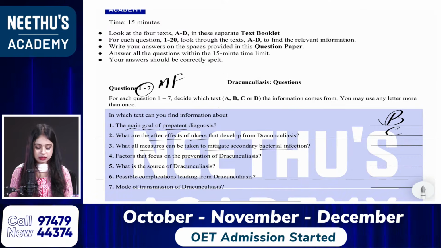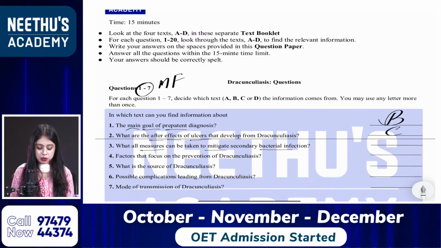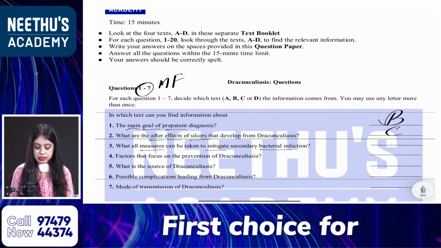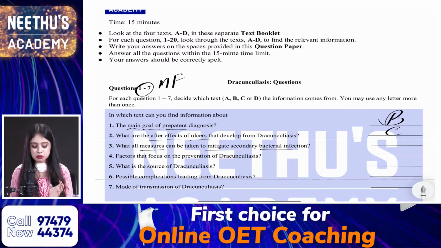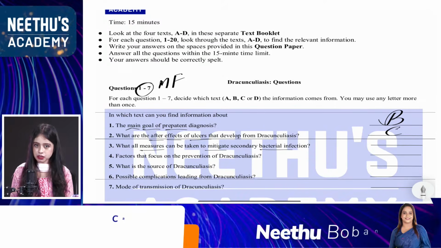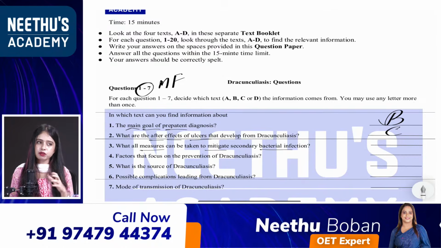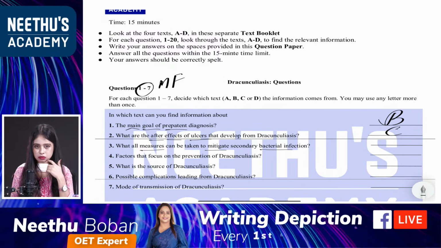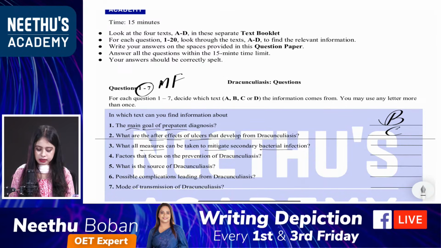Okay, so yes, what was the third question? What all measures can be taken to mitigate secondary bacterial infection? So my keywords: measures, mitigate, bacterial infection. So what does mitigate mean? Avoid, eliminate, remove. Okay, so where is the correct answer mentioned?